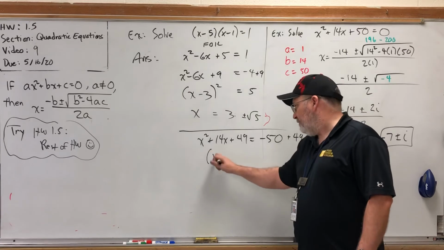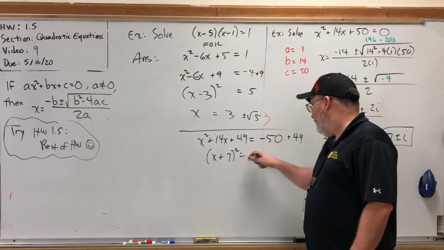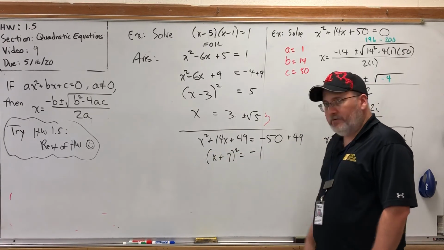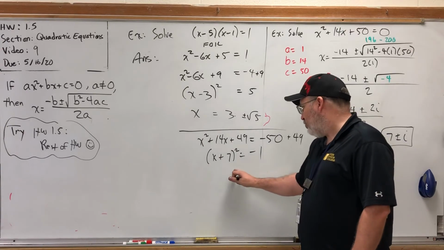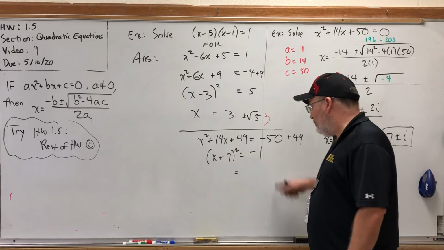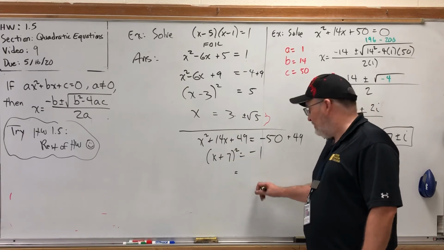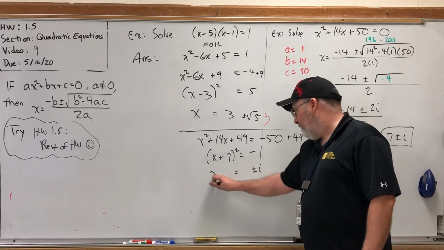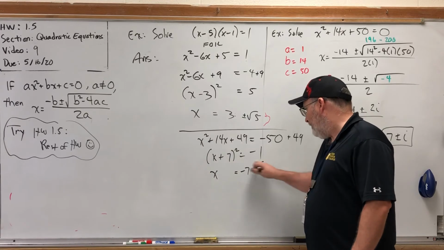This will become x plus 7 squared. This combines to give negative 1. Hit both sides with the square root, and I'm really going to step on the gas here. Hit both sides with the square root. This becomes an i and picks up a plus minus. The 7 gets moved over, becomes a negative, and then I'm done.